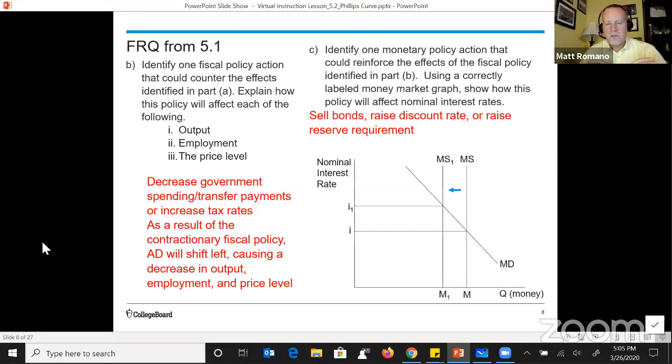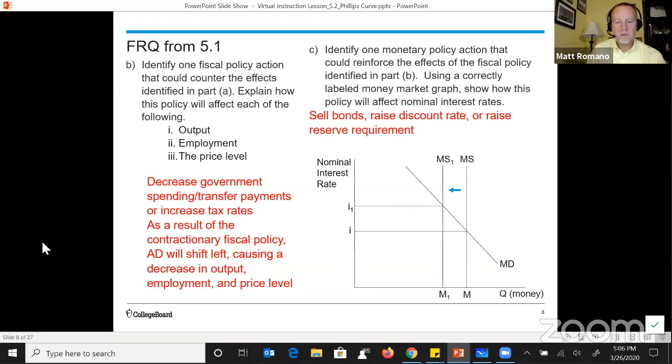Finally, C, we want to identify a monetary policy action that would reinforce that fiscal policy action. So here's where we have the simultaneous action. We had fiscal, it was contractionary. Translate the question. What are they asking you? Give me a contractionary monetary policy. So you could say sell bonds, sell securities, raise the discount rate, raise the reserve requirement. Any of these are going to restrict banks' ability to lend, going to cause interest rates to rise.